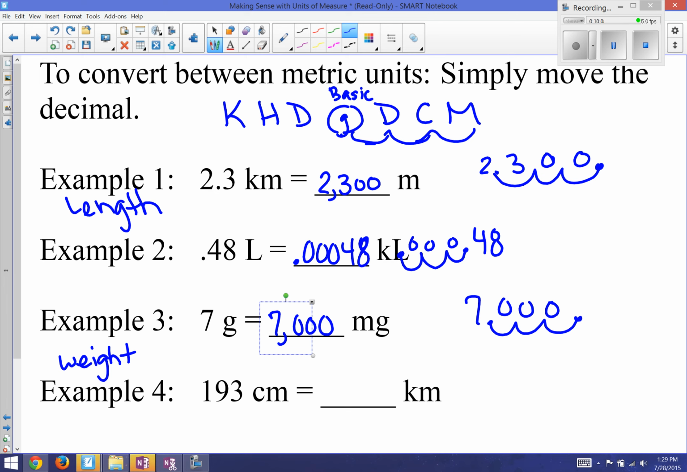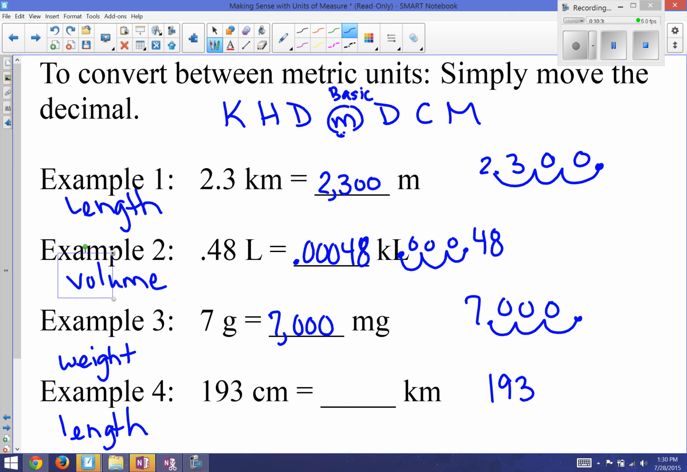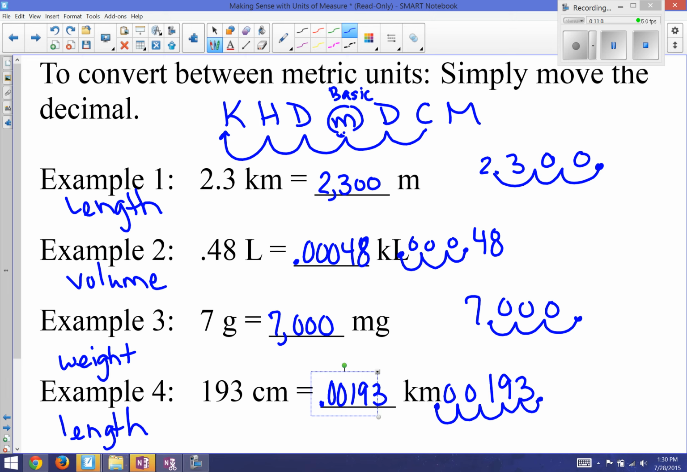All right, last one. Example 4, if you have 193 centimeters and you want to change that to kilometers, we're going to look at our acronym above. Oh, wait, one more time. Based on the unit of meters, centimeters, kilometers, what type of measurement are we taking? This is another one that's length. Forgot to write in volume here. But this is a length. So from centimeters to kilometers. Find your C. We're going 1, 2, 3, 4, 5 places to the left. Our decimal on a whole number, again, is at the end. 1, 2, 3, 4, 5 places to the left. Use your zeros for placeholders. And we've got 0.00193 kilometers is equivalent to 193 centimeters.